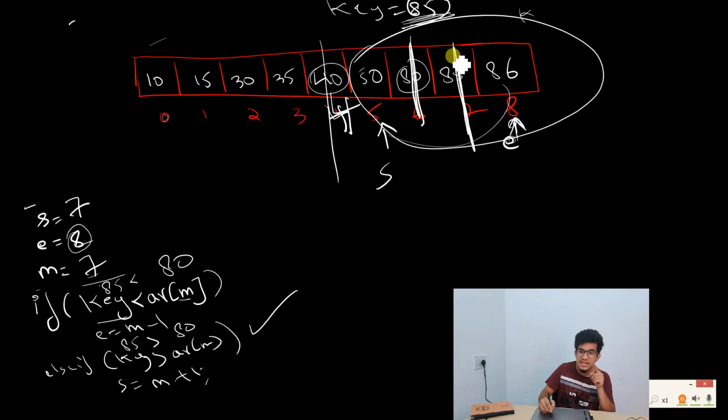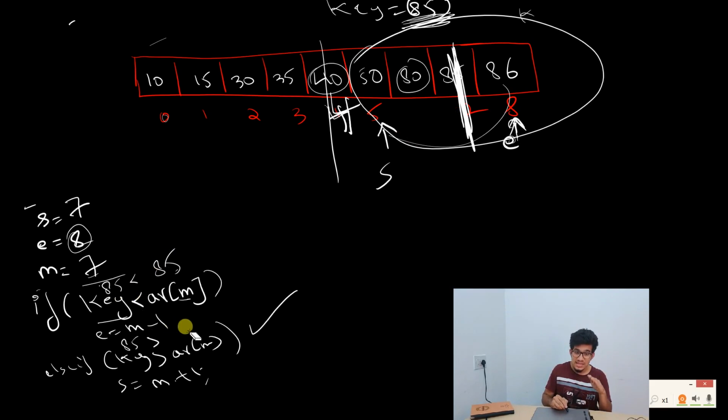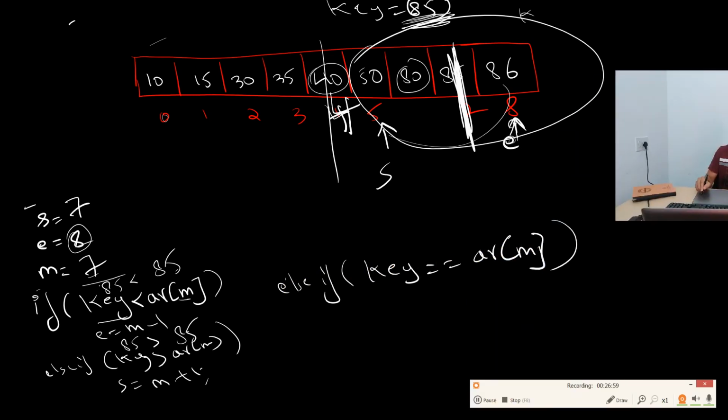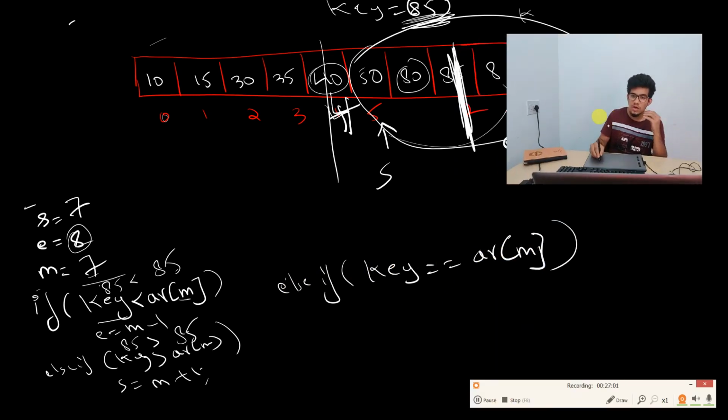And now we are splitting here. So what is the key value? 85. What is M value? 7. What is AR of 7? Is 85 less than 85? No. Is 85 greater than 85? No. Which means 85 is equal to 85. That is why you have a last option, the else part. If these two conditions are false, then definitely the key is equal to AR of mid. If key is equal to AR of mid, we have found the answer.